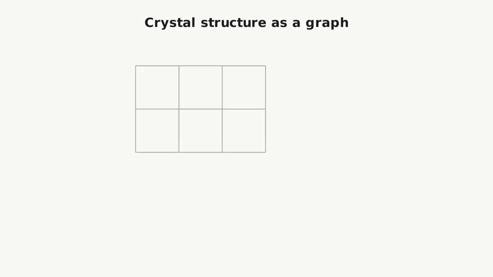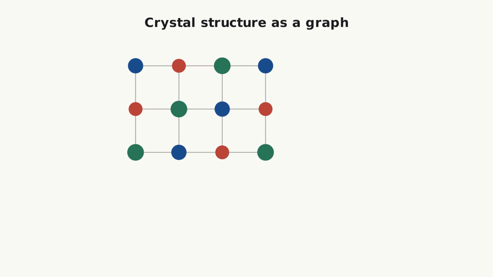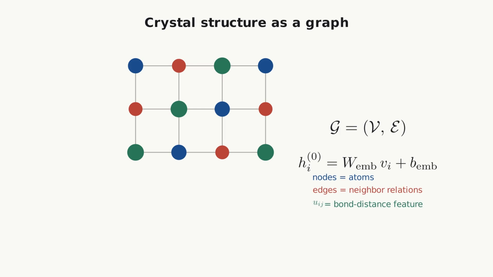A crystal structure is naturally represented as a graph. The set of atoms forms the node set, and the neighbor relations form the edge set. Each atom starts with a feature vector, for example describing elemental properties, and each bond carries an edge feature, usually obtained from interatomic distances. The first step in SR-CGCNN is to embed the raw atom features into a hidden representation. This gives each atom an initial learnable state, from which message passing can begin.